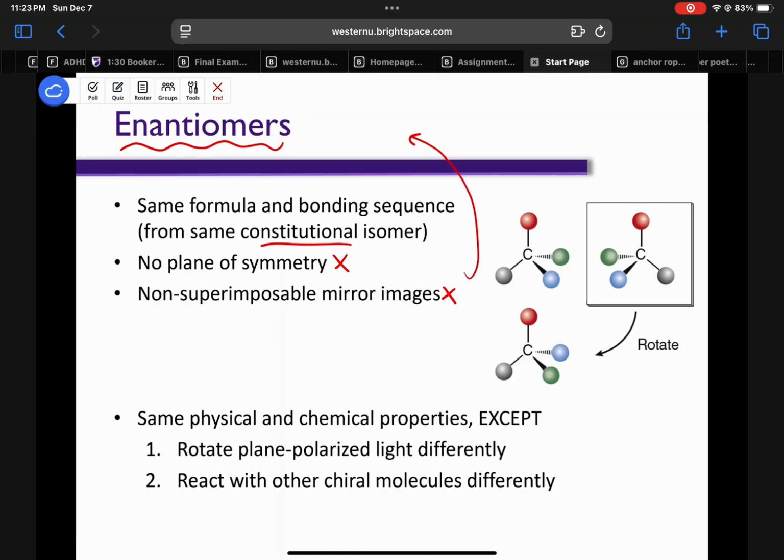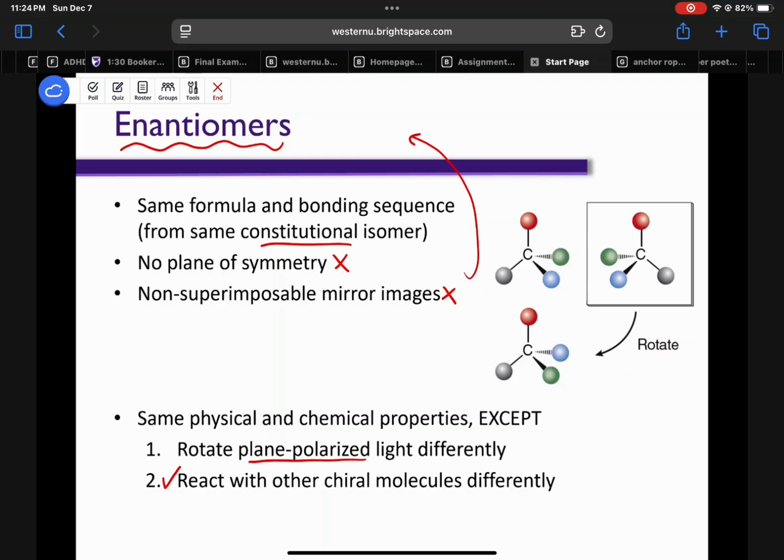More specifically, because they have no plane of symmetry and the mirror images are non-superimposable, we classify them as enantiomers. Now, whatever those colored balls represent for different functional groups, these two molecules will have the same melting point, the same boiling point, same properties, except for two very important properties. One, they can rotate plane polarized light in different directions. And we're going to talk more about that on Friday. And today, we're going to see that chiral molecules interact differently with other chiral molecules. Those are the only two unique things about these different molecules.